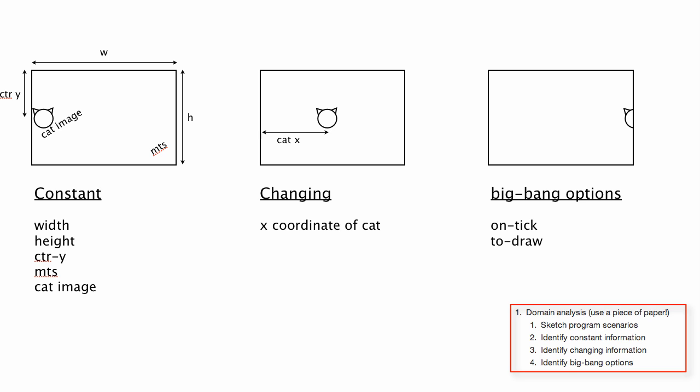This is really 2 parts of your analysis. One part is the diagrams, and then the other part is these 3 elements of constant, changing, and Big Bang options. In the next video, we'll start converting this into code.